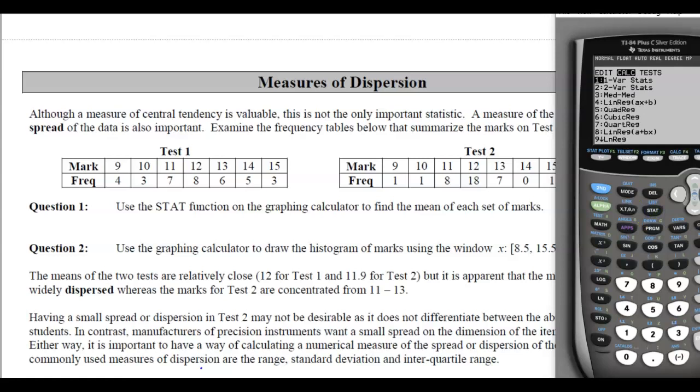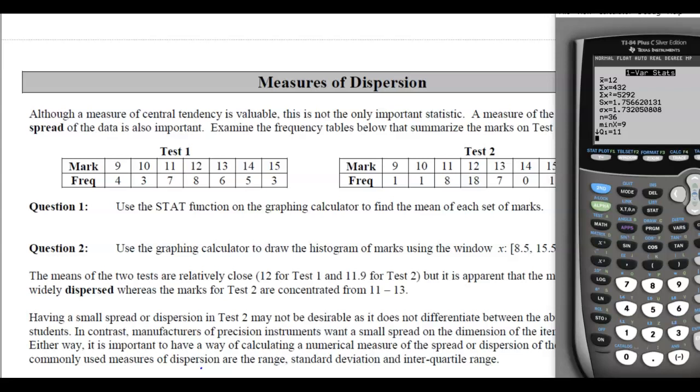Remember, it's always one variable stats, even if you're using two lists. Frequency. So, one variable stats. Let's do it for test 1. So our marks are in L1 and our frequency is in L2. So then you go second, number 2, the blue L2. Calculate on that. Okay, and we're looking for the mean. So the mean in the calculator is x with a bar over it, and so that's 12.